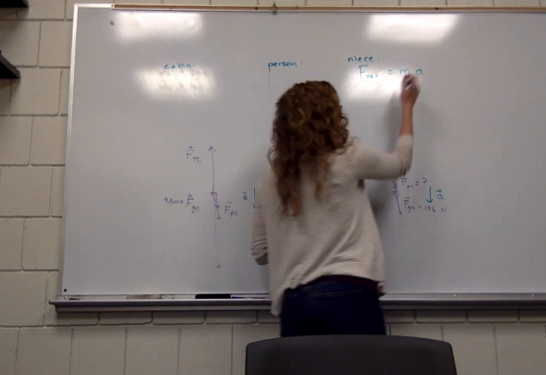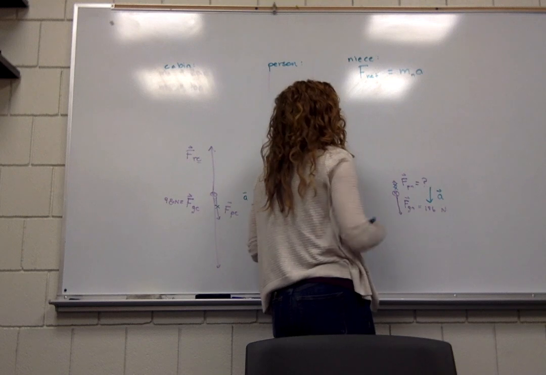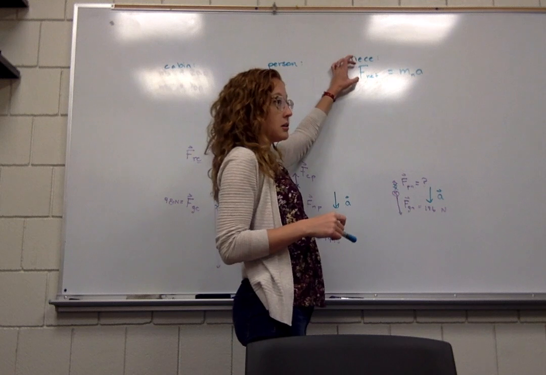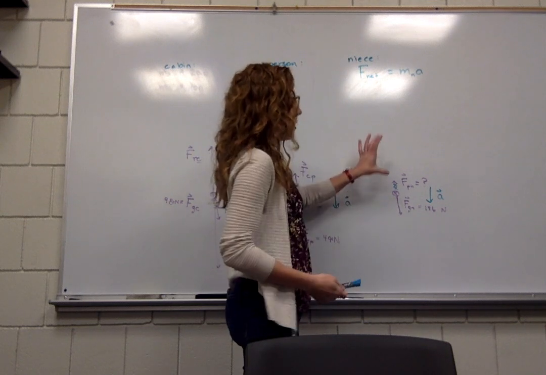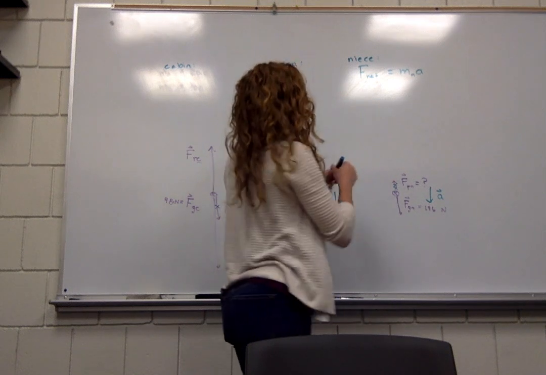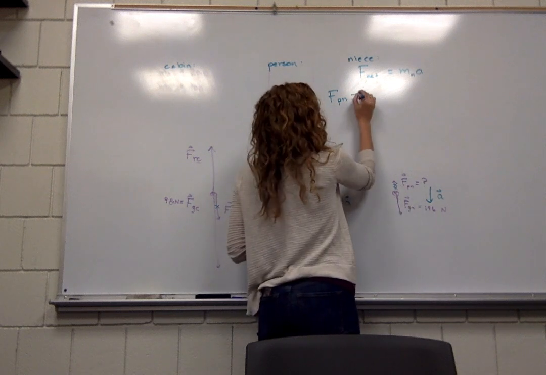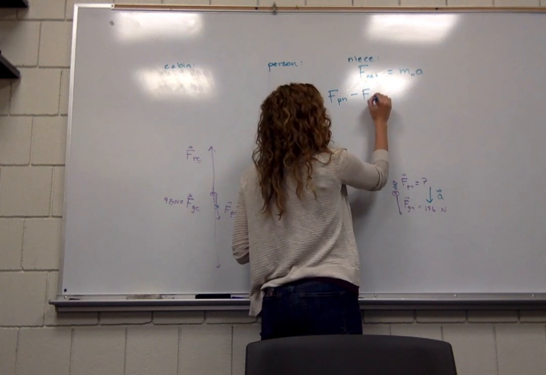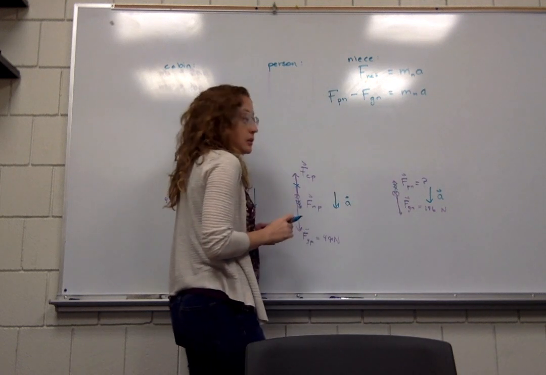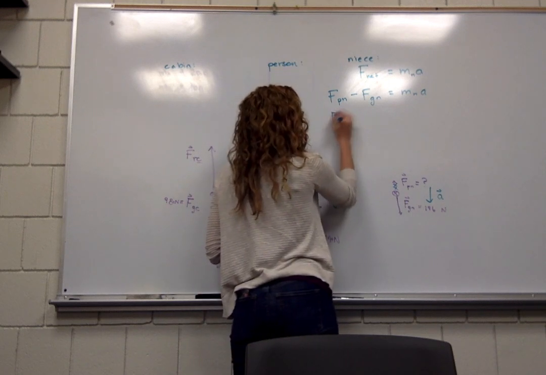This will be the mass of the niece, and this is just the forces acting on the niece. Whenever you're doing F net vertically, it's always all your up forces minus all your down forces. So FPN points up. I don't know what that is, so I'm just going to leave that. FPN minus our down forces, in this case FGN, equals M times A. And FGN, we just said that's 196.